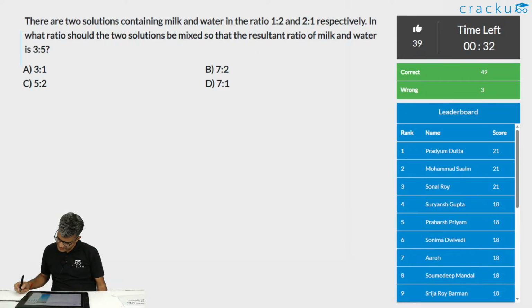Sir, why can't we take 2 variables for both A and B? I have taken X and Y. I think you can solve it using 2 variables. Even then you'll get the same answer.